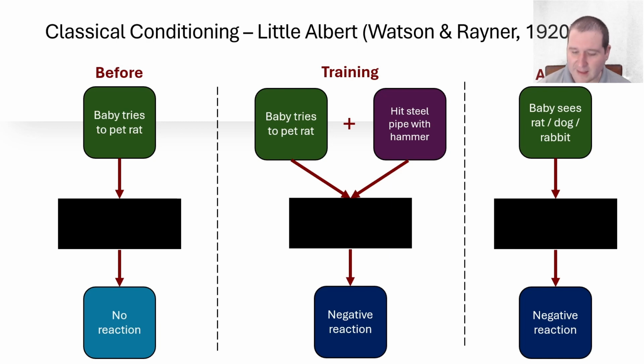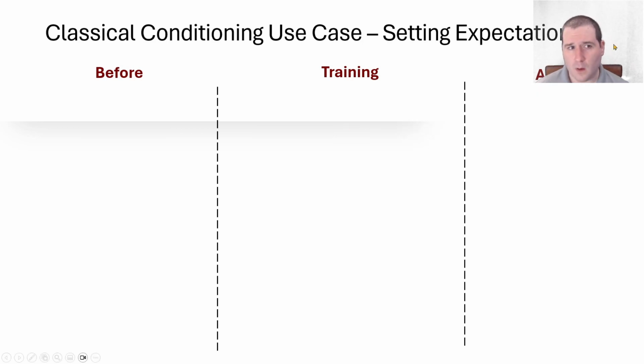So that's classical conditioning. Now we know what classical conditioning is. This idea that we can pair stimulus to get out a linked response. How can we use it? How can we use this to be better teachers, better instructors?